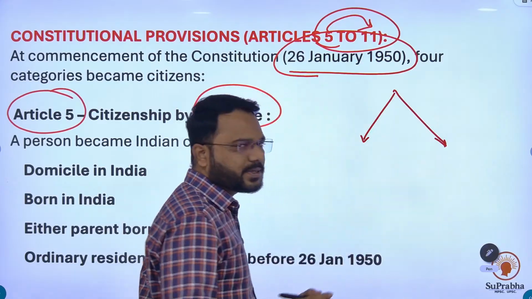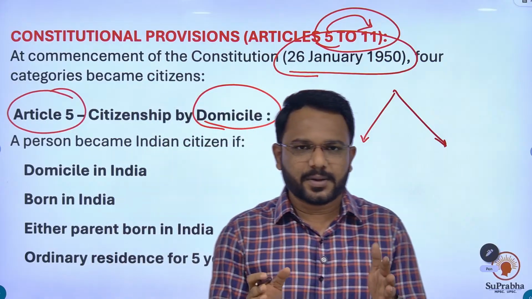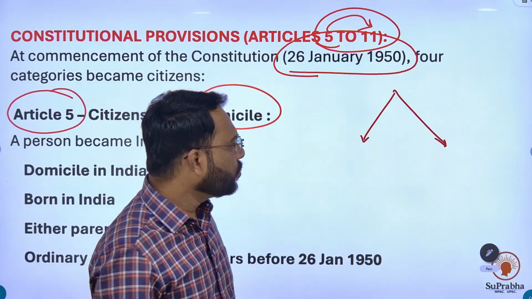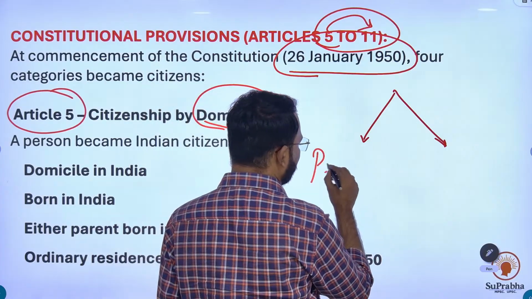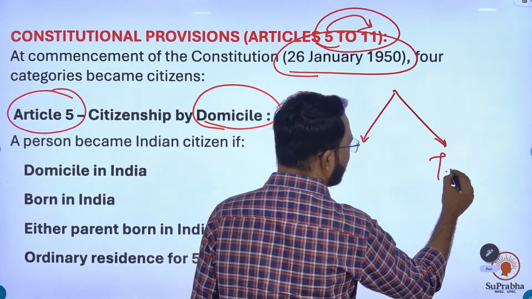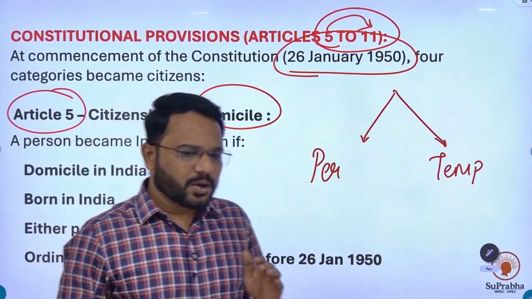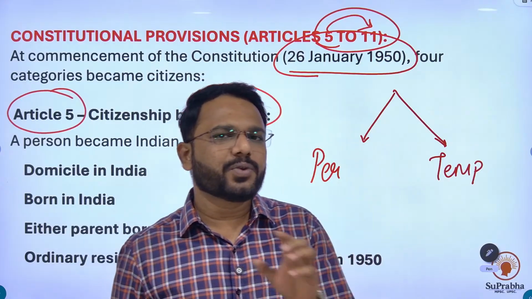Let's divide it in two ways. You have an address of your own. There are two types of address. The first one is permanent and the second one is temporary. So what do you mean by permanent address? Let me give you an example.